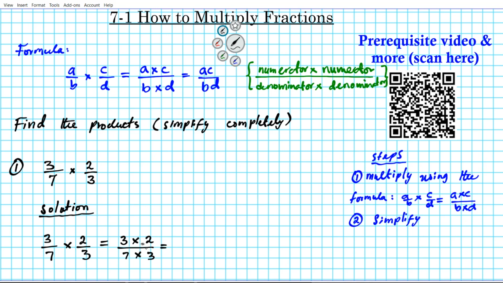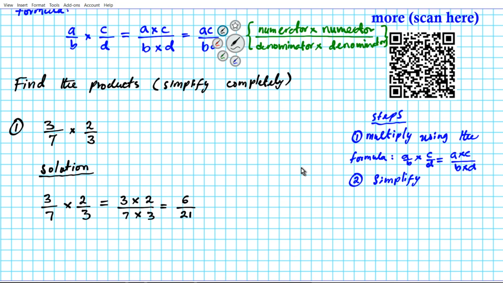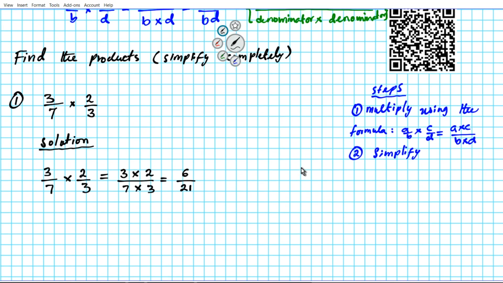Now we're going to proceed to multiply the numbers. What is 3 times 2? That's 6. What is 7 times 3? That is 21. We're just done with step 1. Step 2, now we're going to simplify, okay? So we're going to proceed to simplify 6 over 21 if it's possible.